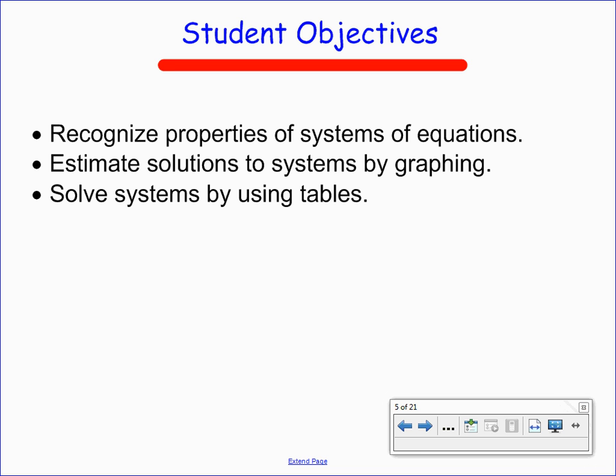Okay, ladies and gentlemen, let's take a look at our content objectives for today. We're going to recognize properties of systems of equations. We're going to estimate the solutions to those systems by graphing, and then we're also going to solve systems using tables. So you will need a graphing calculator for later.